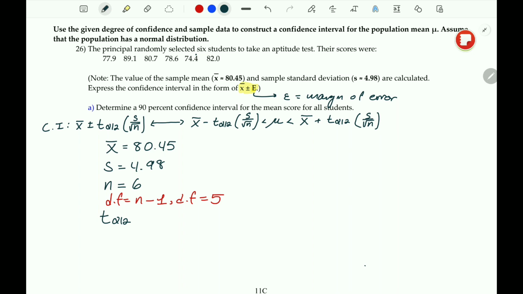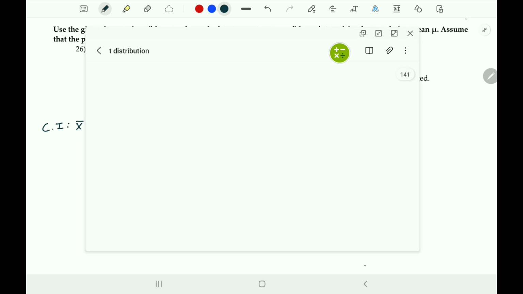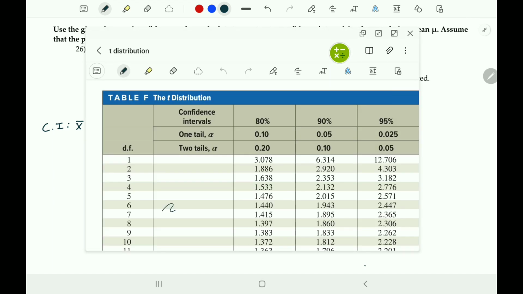Now to find our T critical value, we're going to open up the T distribution, 90% confidence, degrees of freedom 5, and determine that T critical value. Okay, 90% confidence, degrees of freedom is 5. The T critical value appears to be 2.015.